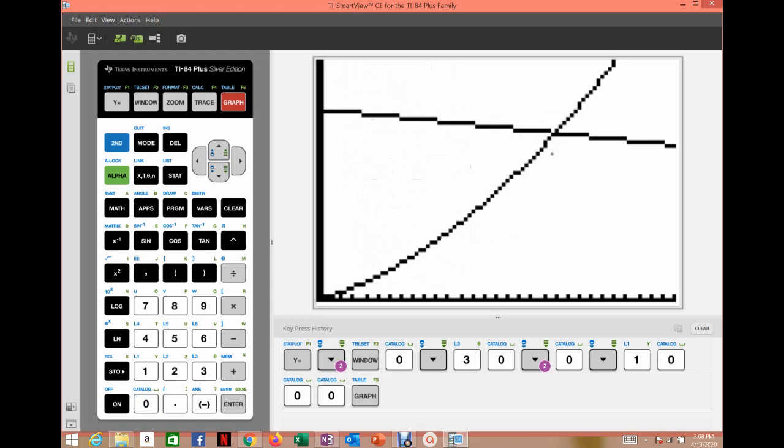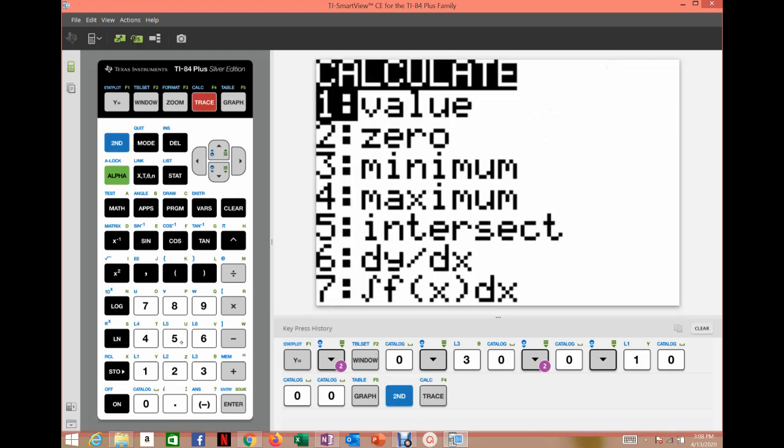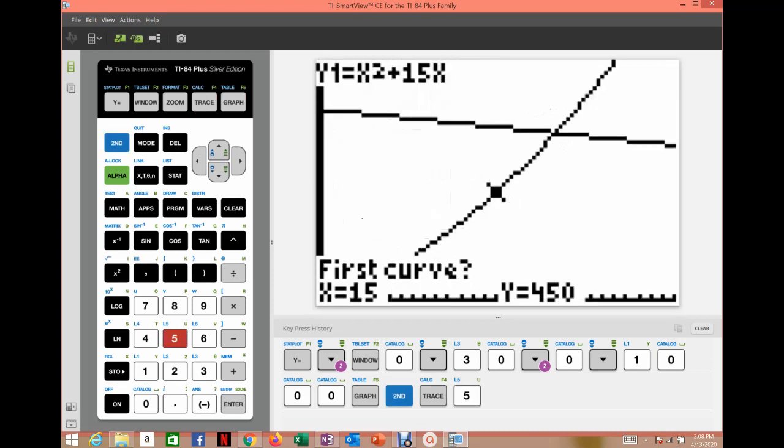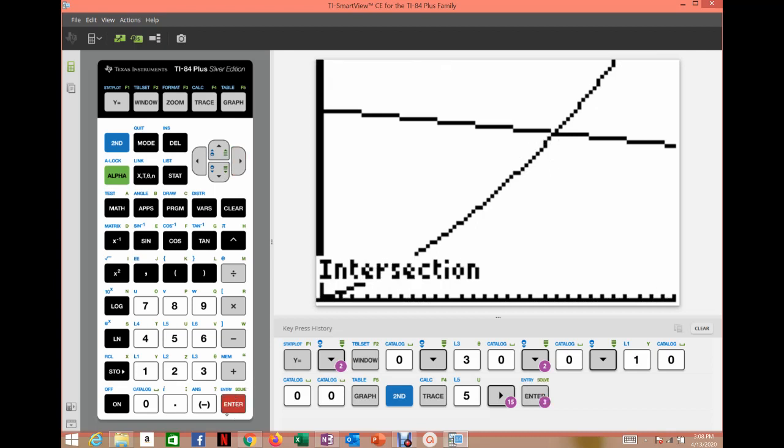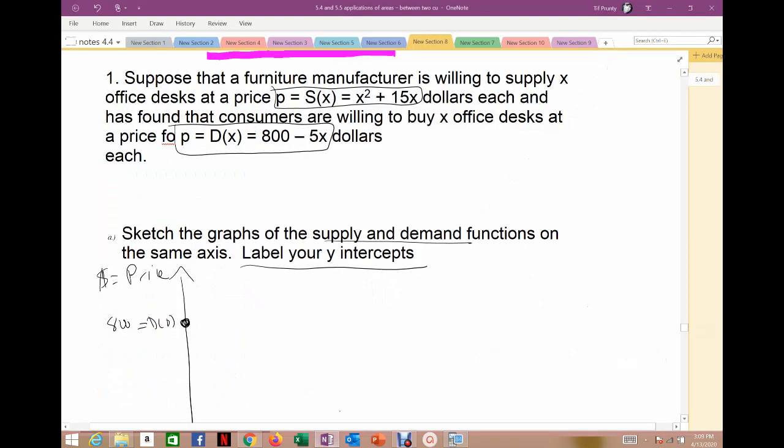I'm going to go ahead and find the equilibrium point. So second trace, intersect, so 5. First curve, second curve, and guess, and then I'll go draw it on my notes. Looks pretty good. Enter. Pretty good, so enter again, and enter again. So it intersects at 20 desks and a price of $700. The x value is the number of desks, and the y value is the price. Alright, so I'm going to copy that onto my notes.